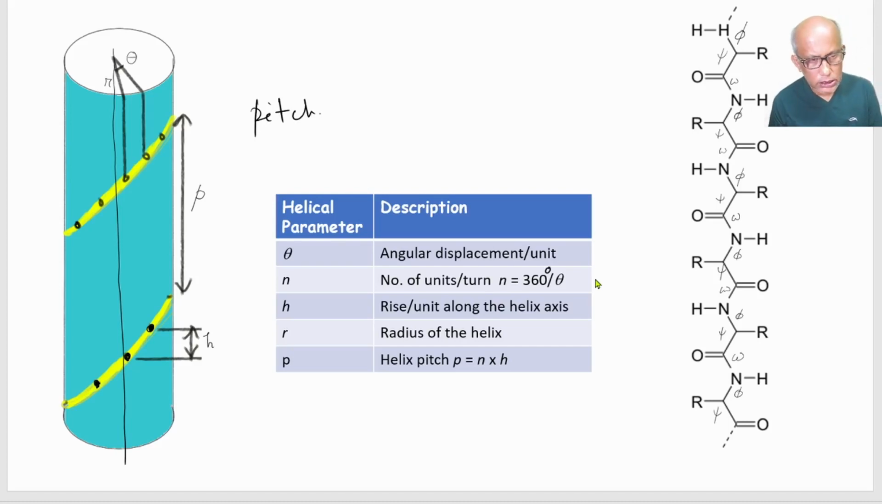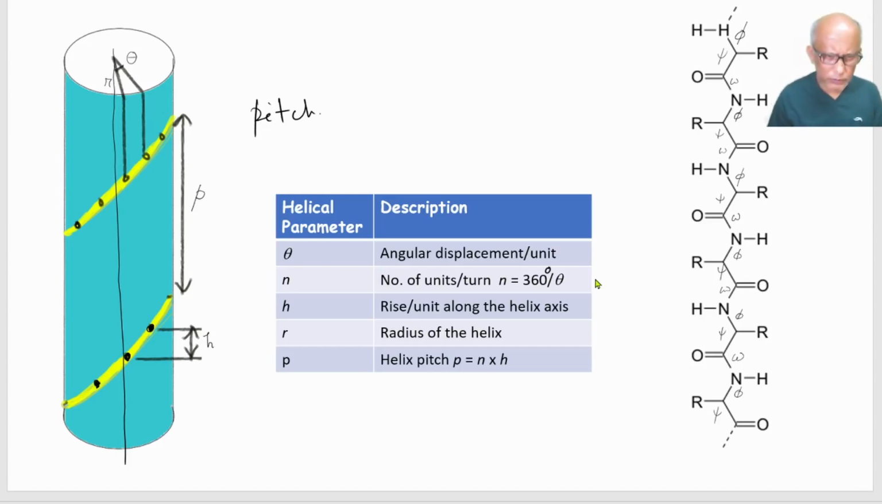Now the pitch of the helix is defined as the displacement along the helix axis for one full turn. For each residue the displacement is H, and there are n residues per turn, so the pitch will turn out to be n times H. And then the last parameter I have is R, the radius of the helix.